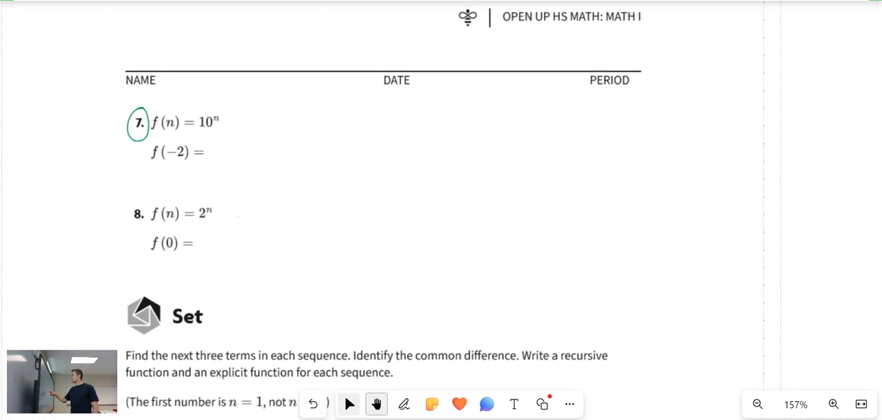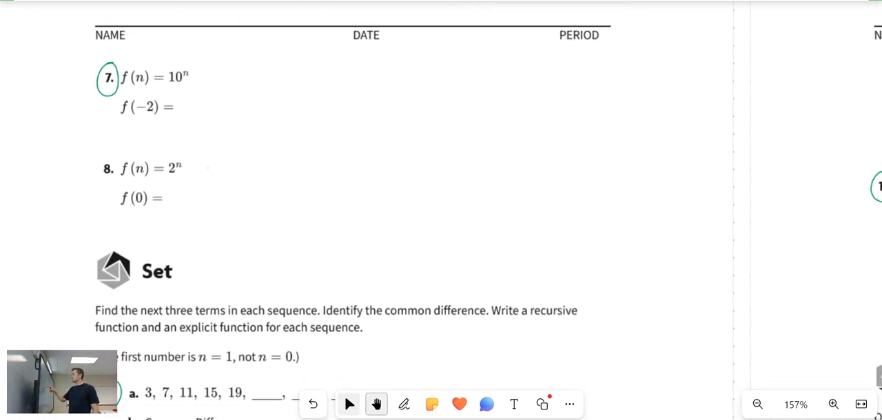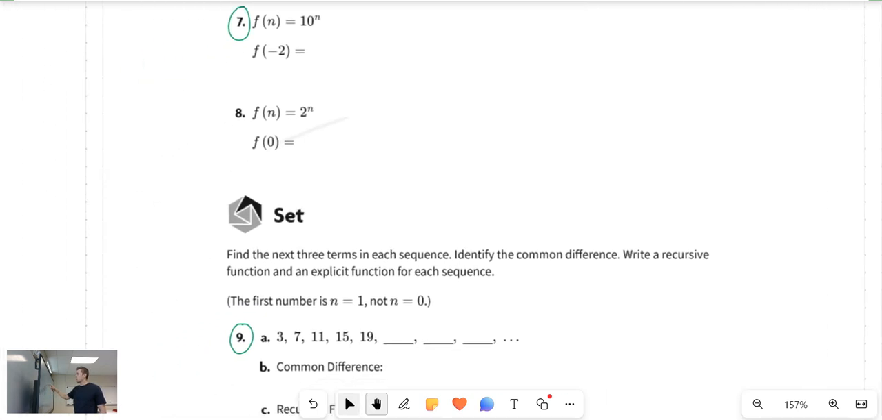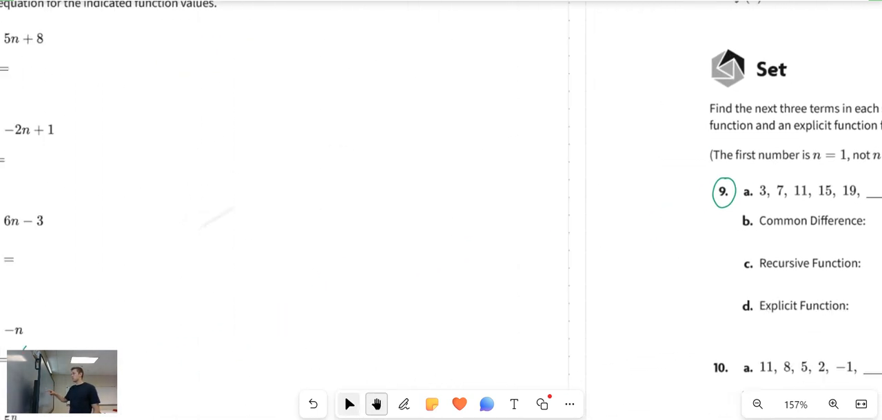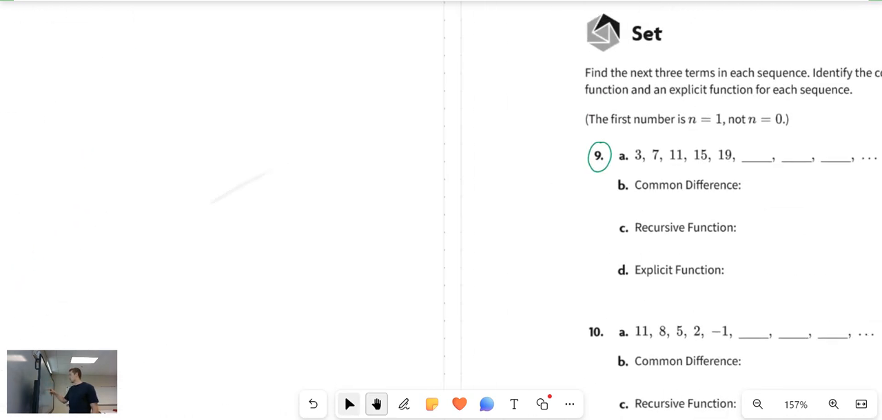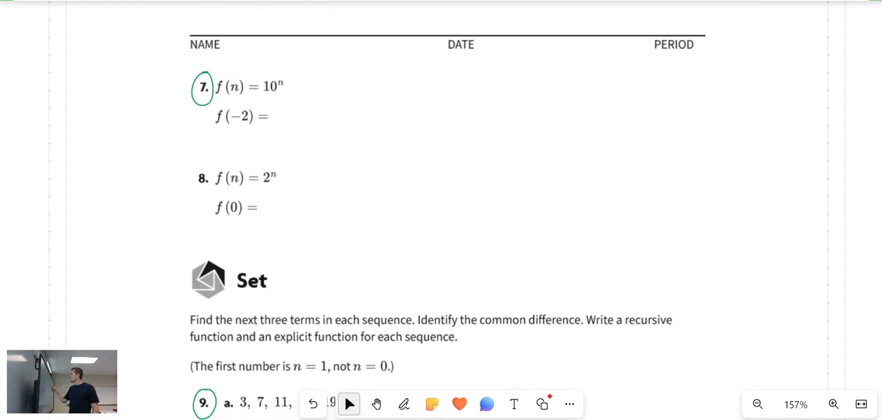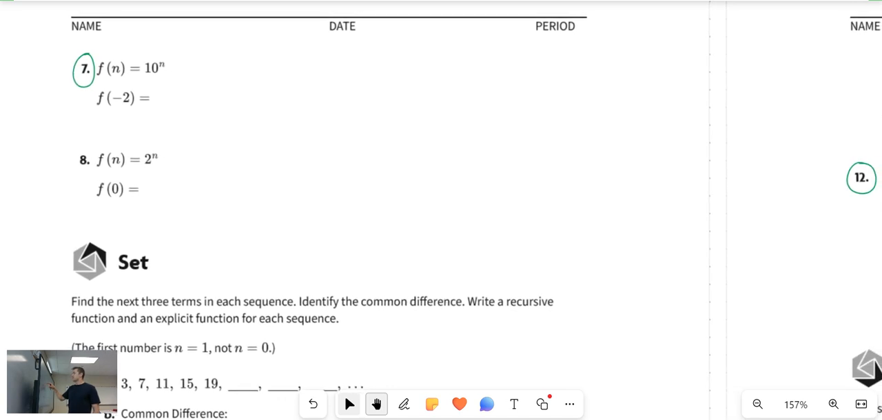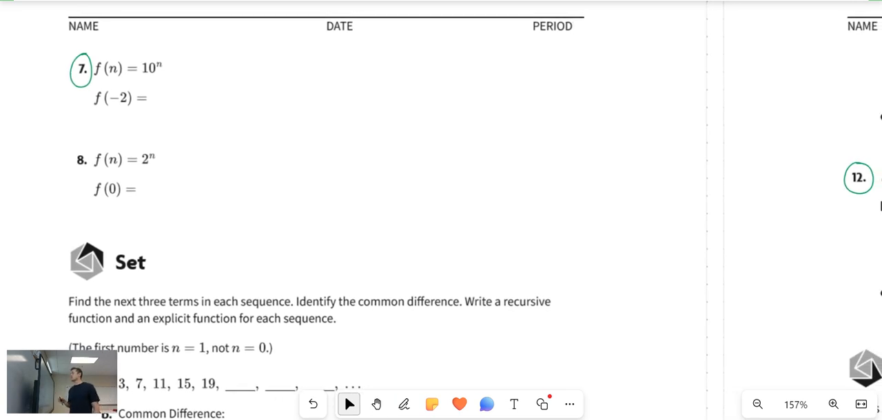Next assigned problem is 7. Let me make sure of that before we go back to 7. Let's go check. Okay, yes, 5 and 6 are not assigned. Again, 7. f of n equals 10 to the n.